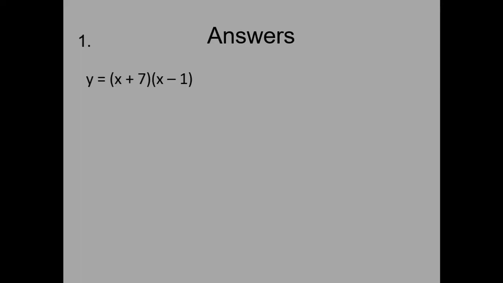Here's number 1. It's already factorized, so I already know my roots. I know that y will be equal to 0 when x is either equal to -7 or +1. But I'm going to expand this out so I can also find my y-intercept. Expanding that out, I can see that when x is equal to 0, y will be equal to -7.